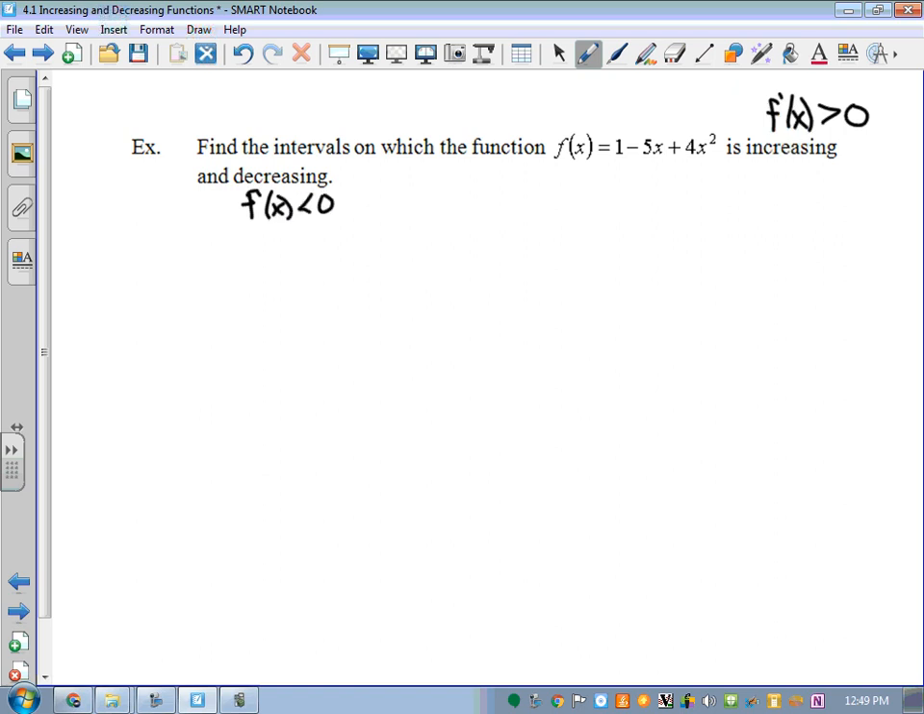Now, if we are going to talk about f prime of x, we need to know what f prime of x is. Now, this is a simple sum and difference with the power rule. So f prime of x is going to be -5 plus 8 times x.